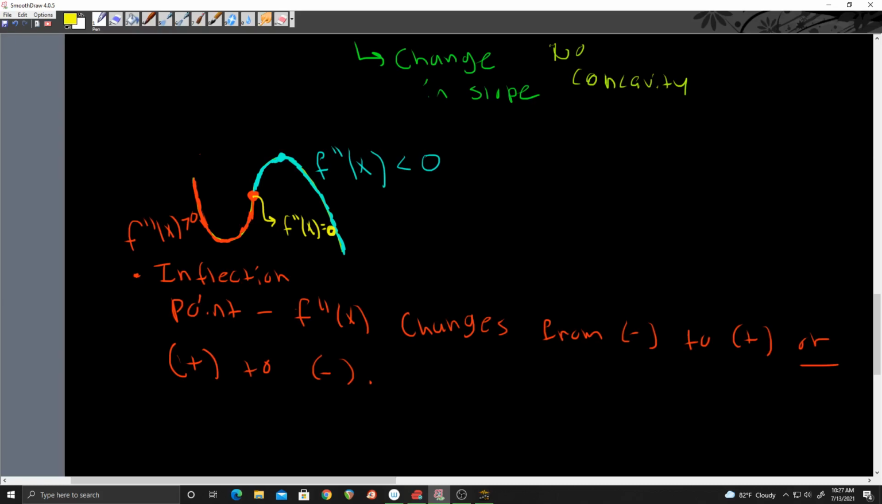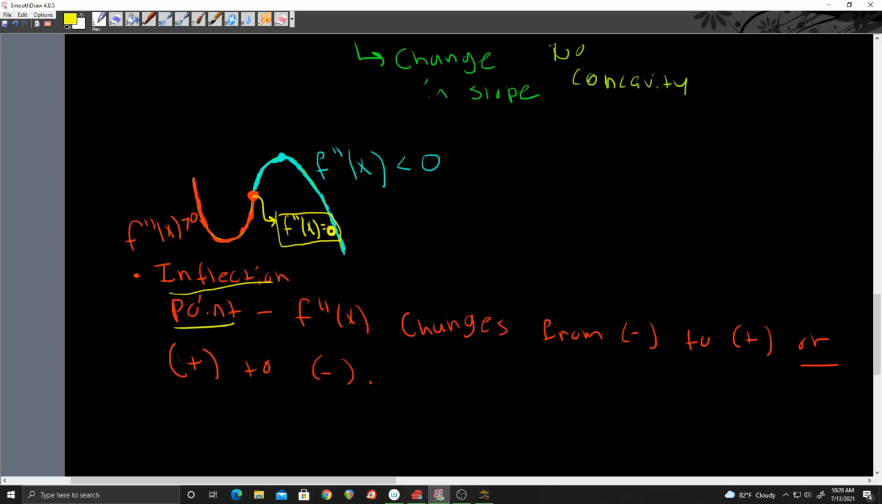So that's how we find these inflection points. First, we find where the second derivative is zero, and then we show to the left of this point that the second derivative is either positive or negative, and then to the right that it's the opposite. So in other words, if the second derivative was positive here, then it has to be negative here, or vice versa. And that's how we have an inflection point. And again, that's where the curvature changes from concave up to concave down.